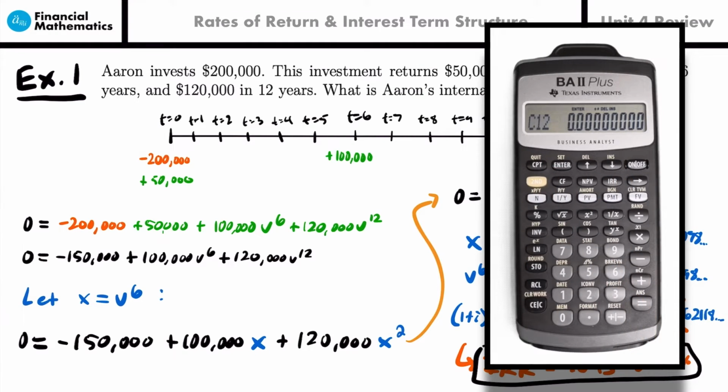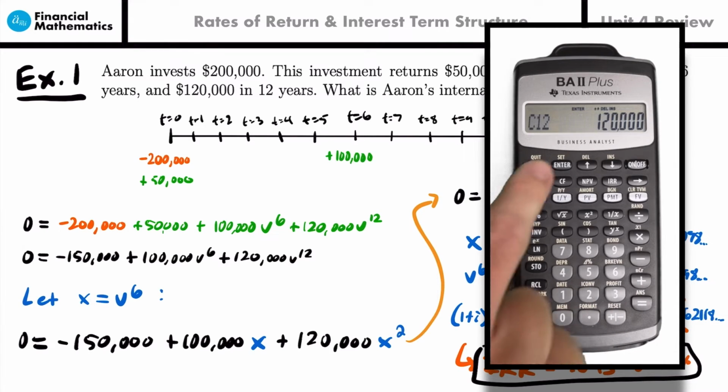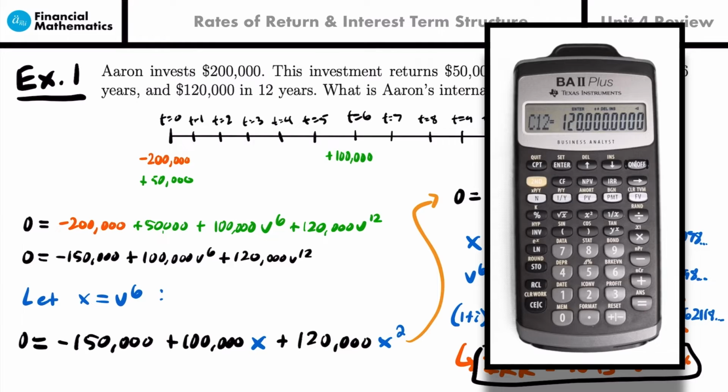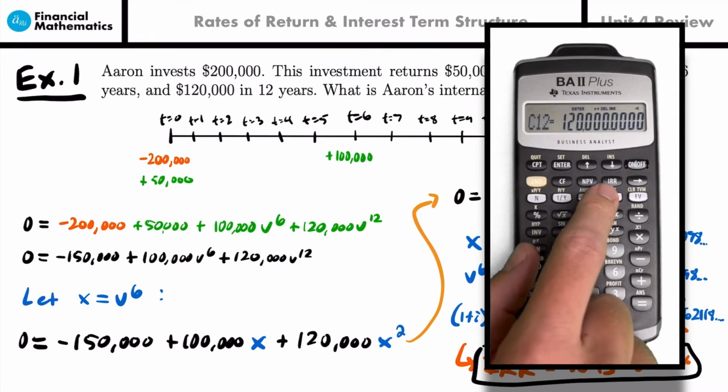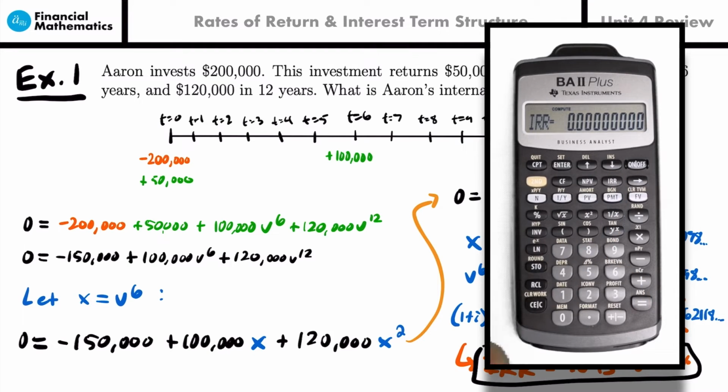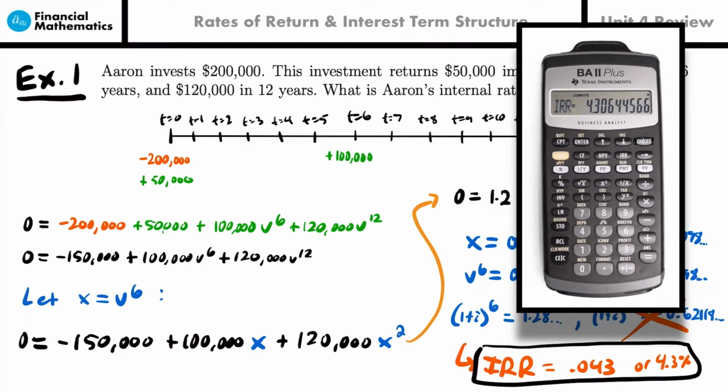This is not 0. It's $120,000. So we have 120. And then you want to hit enter. And now all of our cash flows have been entered in. So what we can do is hit the internal rate of return button and then hit compute. And you might have to wait a little bit. Sometimes this takes a while. But there we go. There's the 4.3% internal rate of return that we calculated by hand, but now you can see you can also find it using the financial calculator.